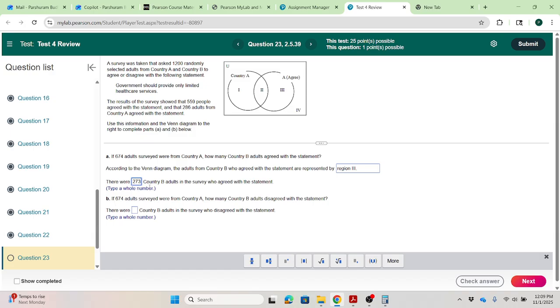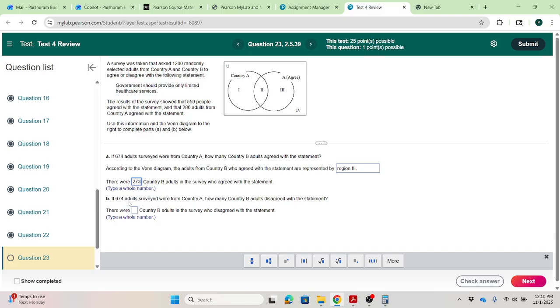Okay, why 273? Let me just go back one more time. If 675 adults surveyed were from country A, how many country B adults agreed with the statement? Okay, according to the Venn diagram, the adults from country B who agreed with the statement are represented by region 3. Okay, and there were 273 because it's 559 minus 286.